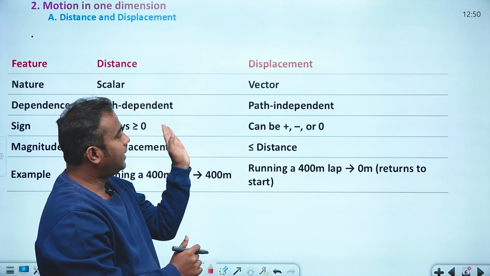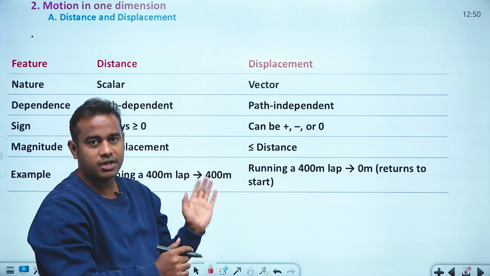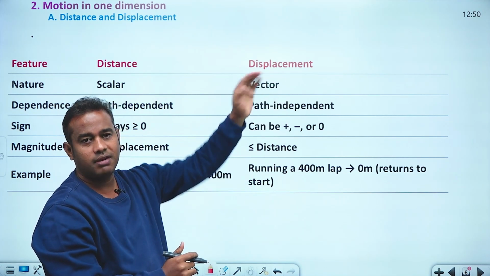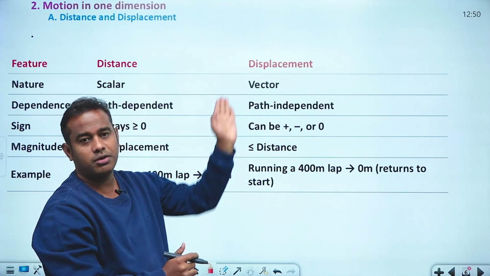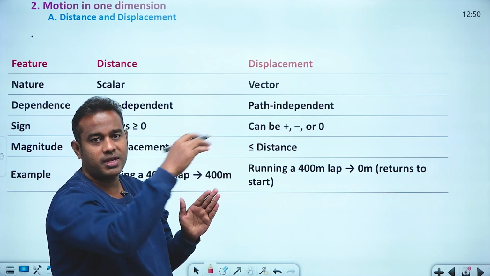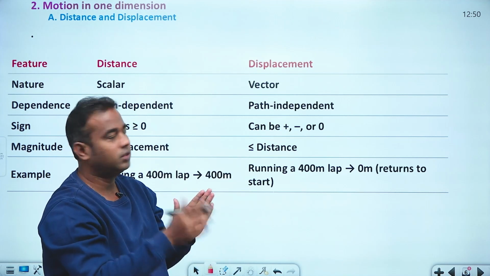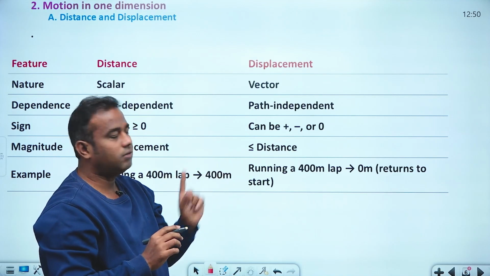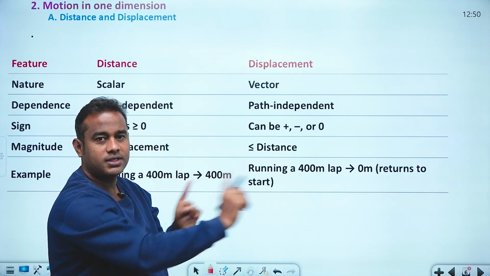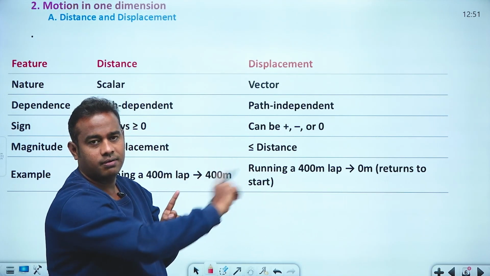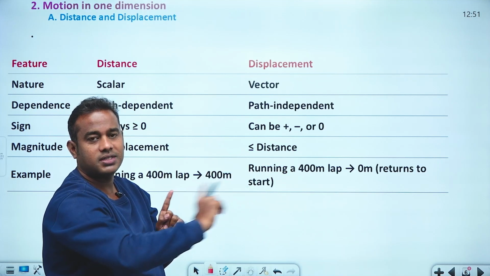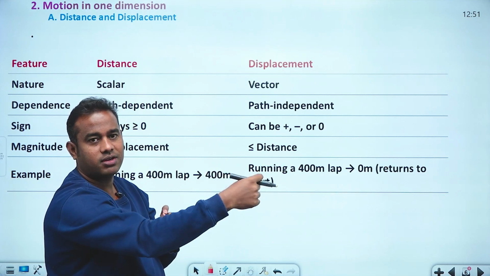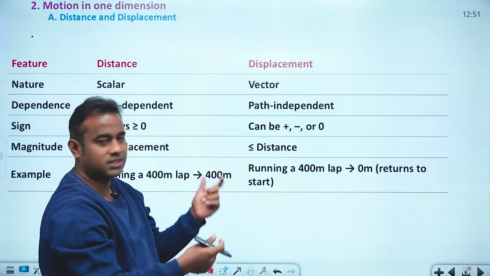For distance, you have to trace out all the paths. From the initial point to the final point, however many paths it took, you need to account for all of them. Whereas the displacement is path independent. Find out the initial point, find out the final point, draw a straight line, find the length, and then make a vector from initial to final. That's the way you calculate it.